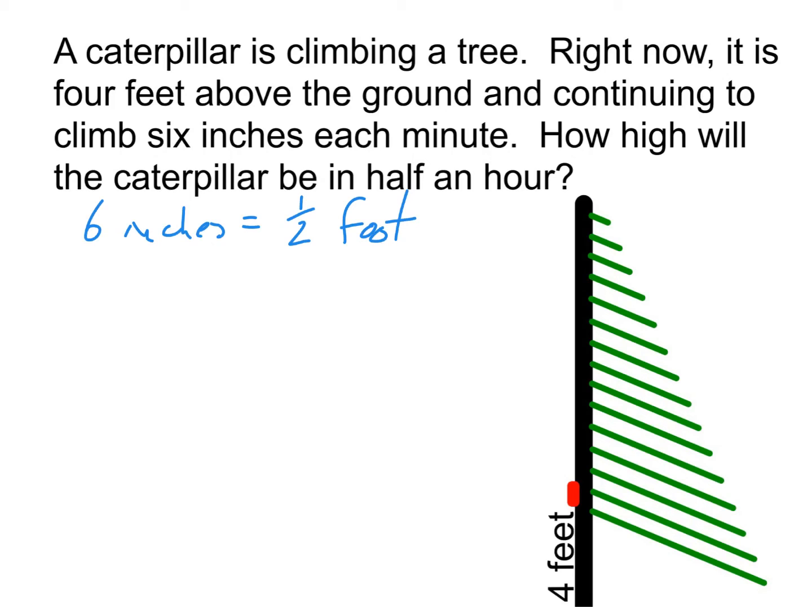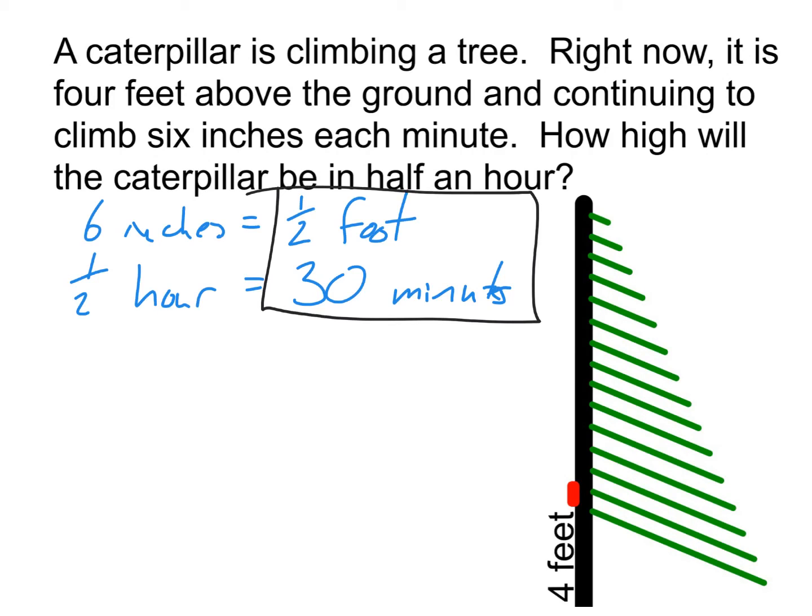So the question is, how high will a caterpillar be in half an hour? Well, we know how much he's going up each minute, not each hour. So half an hour, how many minutes is that? Half an hour is 30 minutes, because there's 60 minutes in an hour. So half of the 60. So that means I'm climbing half of a foot each minute for 30 minutes.